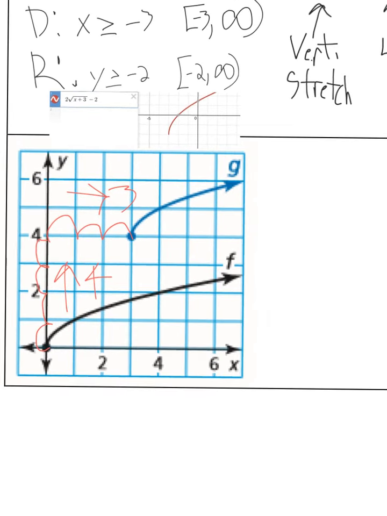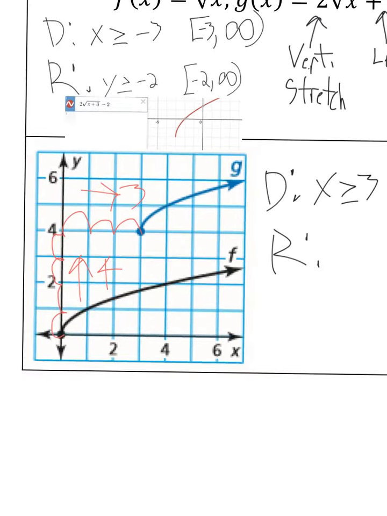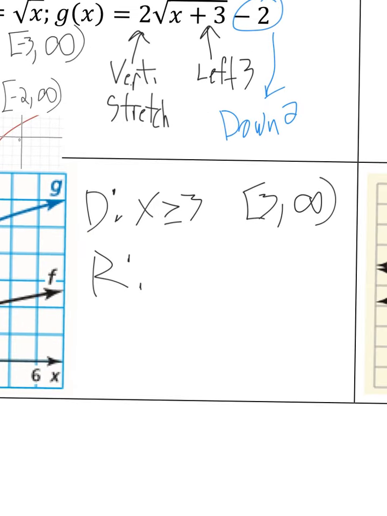And then what's my domain and range? Well, my domain of the g function is that it is starting at 3 and going right forever. So x is greater than or equal to 3, or you can say 3 to positive infinity. And then the range, well, where is it starting again? It started at 4, so y is greater than or equal to 4, or just say 4 in a bracket to infinity.